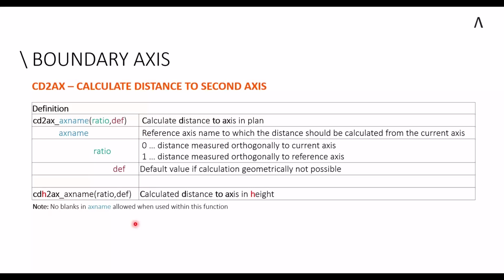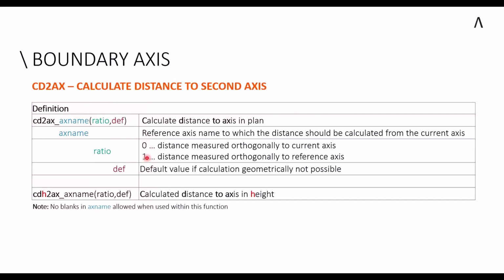Just some remarks to the usage of the function. Actually, in Allplan 2023, it's now totally selectable. But just to understand how the name is set up. First it's just the name of the function, and then followed by an underline, we give the axis name that we refer to. So this is our boundary axis. And then we have two arguments in brackets. So one is how the distance should be measured to the main axis or to the boundary axis.